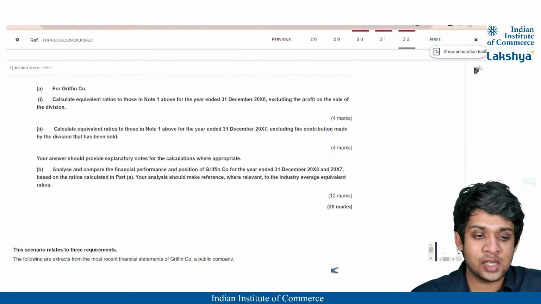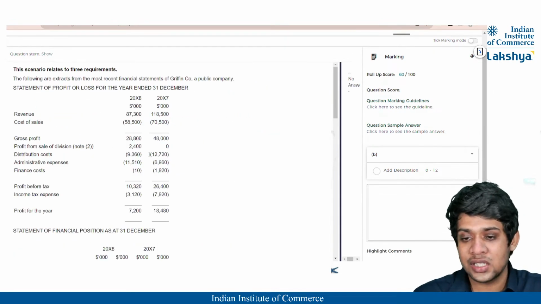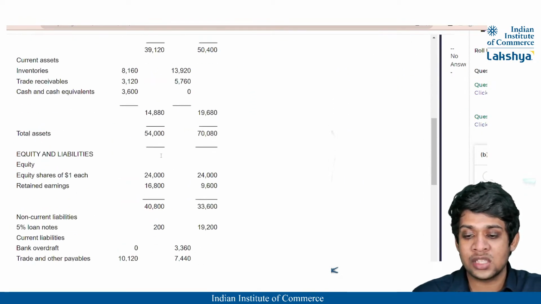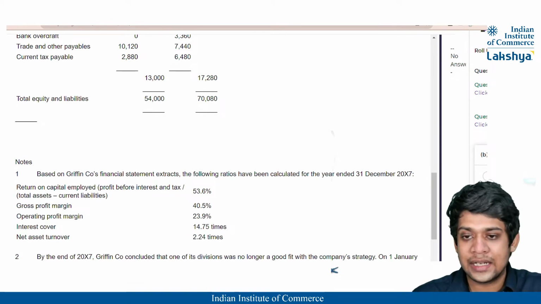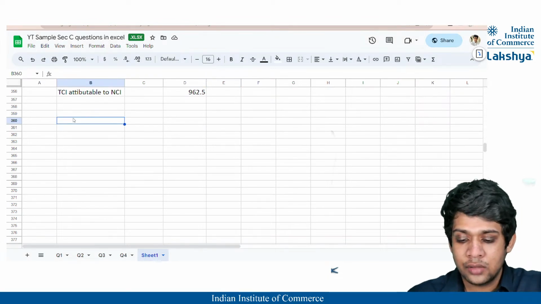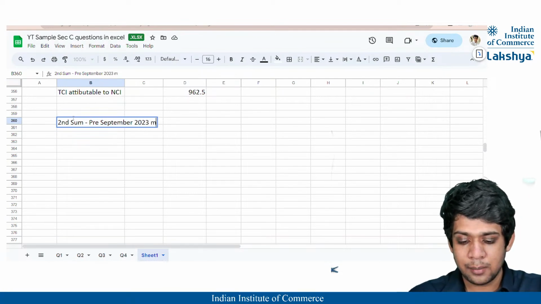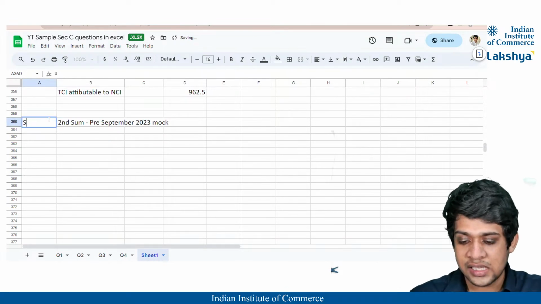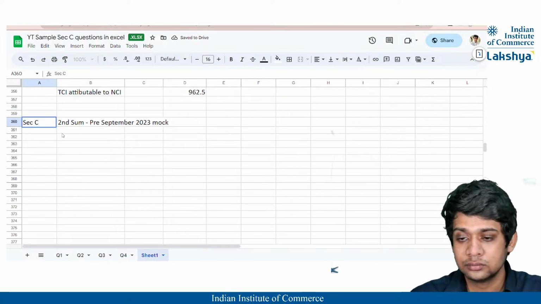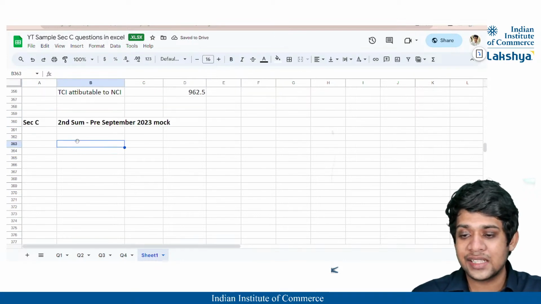Firstly, we will understand how we are supposed to calculate both of these ratios. Okay, so I'll just hide the question stem now and focus on the question which is provided to us. Right? So let us get started, guys. I hope this sum is clear to you all. Now we'll start with the second sum of our pre-September 2023 mock, of section C. Right? So let's get started.